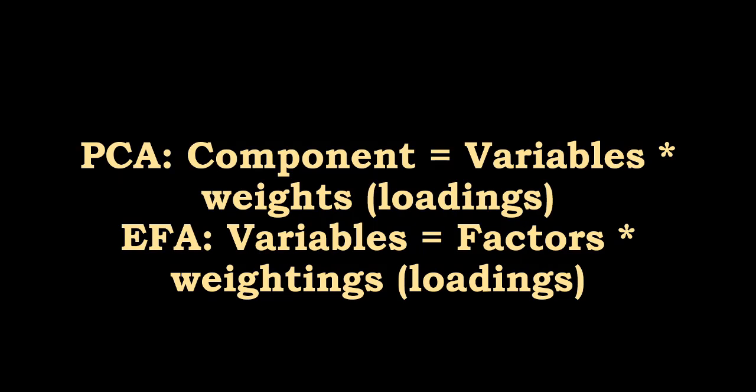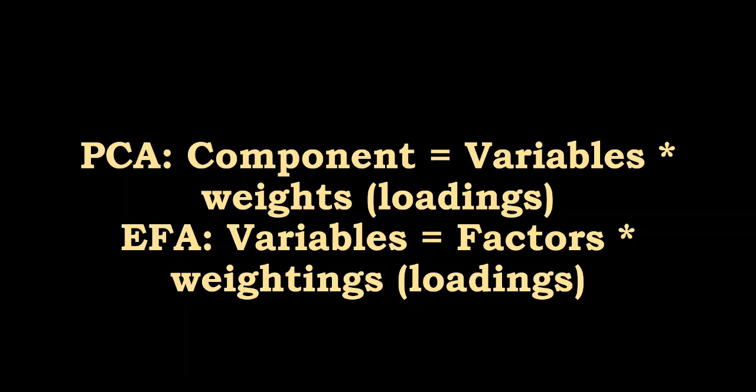the mathematical equations used in principal component analysis have an equation in which the component is explained by the variables weighted by the weights or the loadings. So there will be one loading for each variable, and these are added, and then that explains the component. So it's a linear combination of variables or items with the weights or loadings.